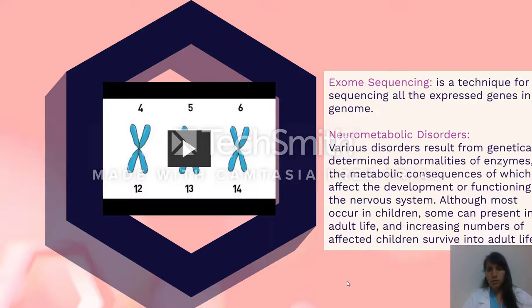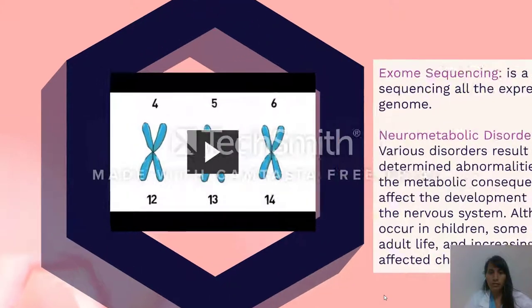Neurometabolic disorders: various disorders result from genetically determined abnormalities of enzymes, the metabolic sequence of which affect development or function of the nervous system. Although most occur in children, some can present in adult life. An increasing number of affected children survive into adult life.